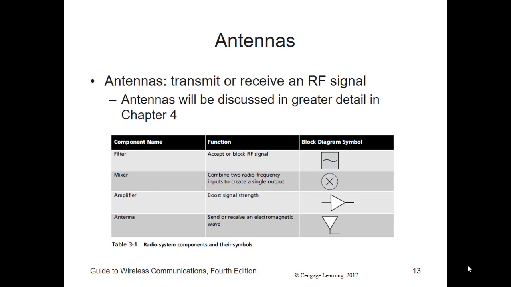The amplifier is called an active device because, unlike filters and mixers, it must be supplied with electricity. Amplifiers use the electricity to increase the signal's intensity or strength.